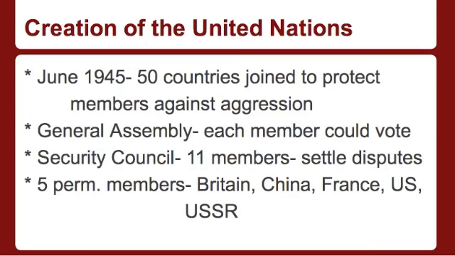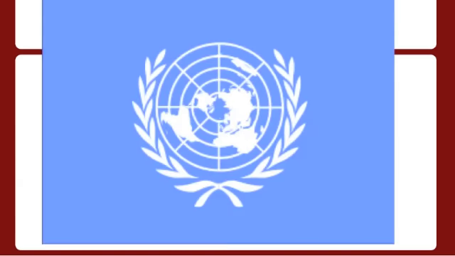The UN is also created as a result of the end of World War II. It's created in June of '45, where 51 countries joined it to protect members against aggression. This is basically a replacement of the League of Nations. It's supposed to be the new and improved version. The General Assembly is like the UN's Parliament or Congress, where each member country could vote. It had a Security Council to settle disputes, and 5 of those 11 members of the council were permanent, and those were basically the victors of World War II.